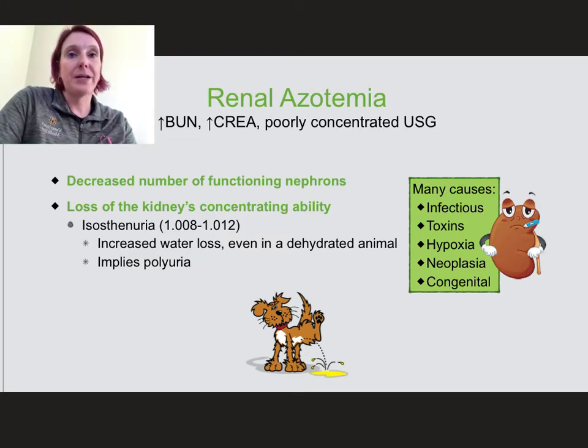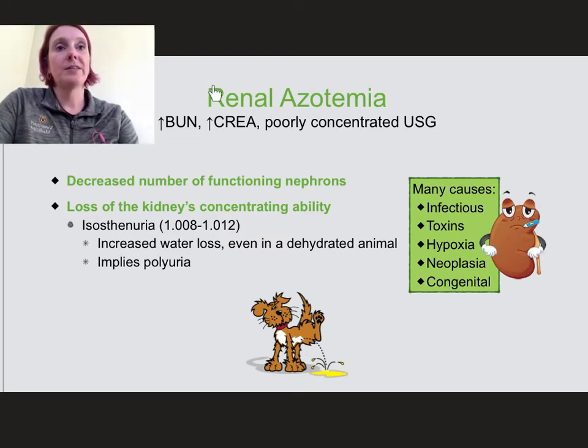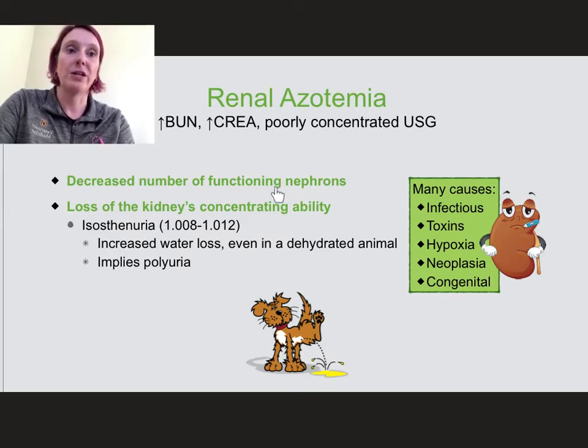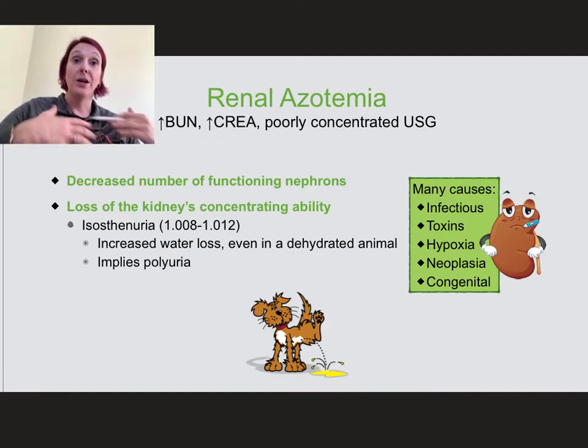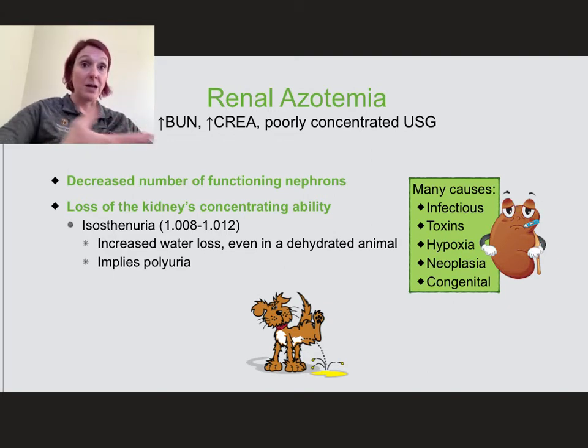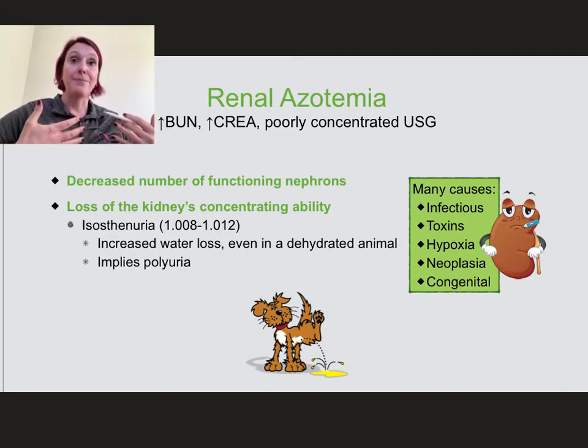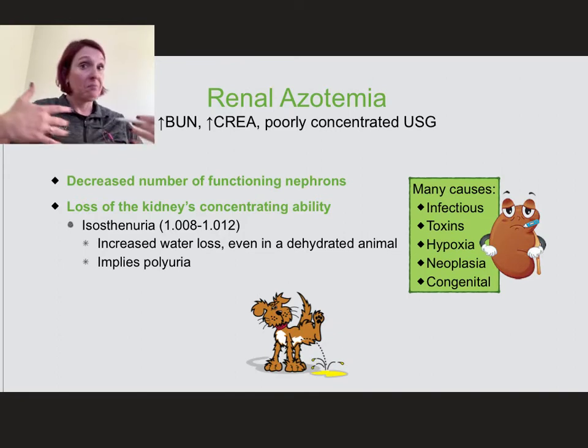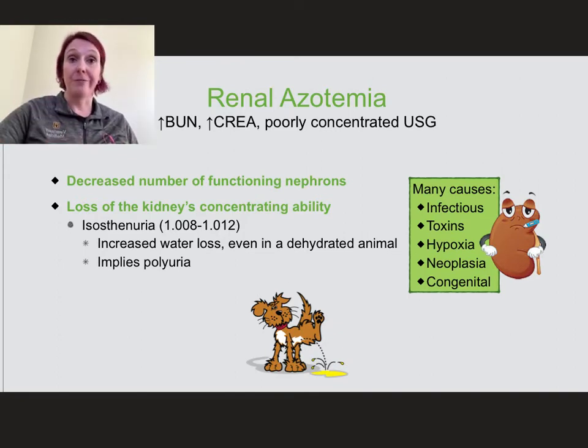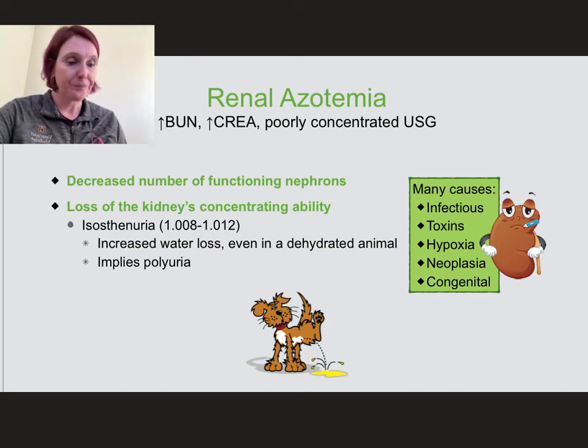So what's happening in this case? In renal azotemia, the disease is at the level of the kidney, and we are having a fall-off of the number of functioning nephrons. Okay, so there aren't enough nephrons present to properly filter the blood. And what ends up happening is that the BUN and creatinine back up into the blood and aren't being filtered at a proper rate, decreased glomerular filtration rate.